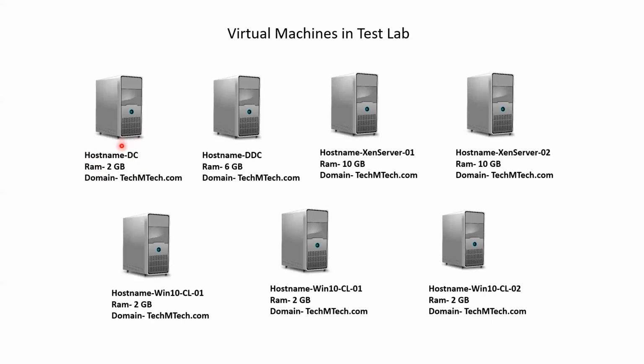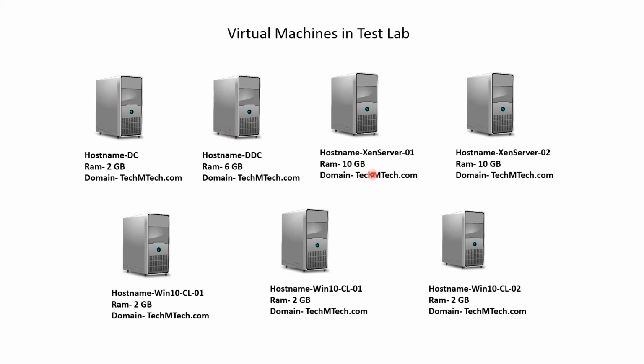My host name is DC. DC stands for domain controller, and the RAM I gave to this virtual machine is 2 GB, and my domain is techmtech.com. Our second server is our Citrix delivery controller, and to the delivery controller I have given 6 GB of RAM, which is a must. Why? Because you cannot operate a delivery controller without 6 GB of RAM. That is a minimum requirement you must give to this virtual machine. And I have joined this machine to my domain, which is techmtech.com. So these two machines are running on Windows Server operating system. In my case, I'm running both virtual machines on Windows Server 2022.